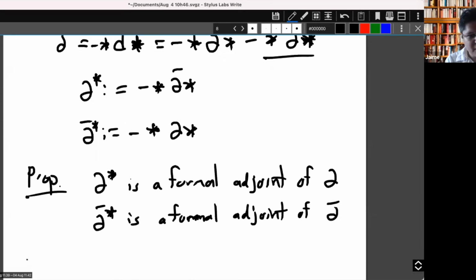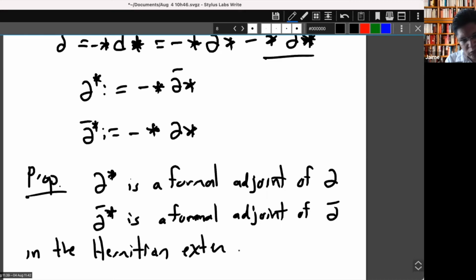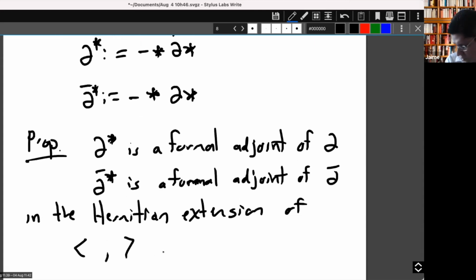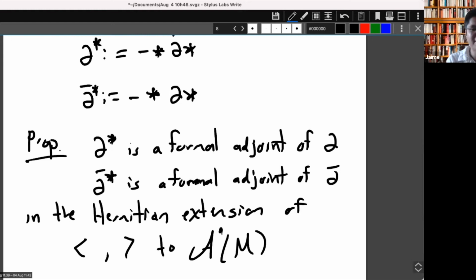Where in the Hermitian extension of the inner product to the space of forms, right? Remember that I defined above the inner product for real forms. So you can easily extend this to the complexification, okay? So with respect to that inner product, they are formal adjoints, okay? Okay, I'm going to stop here.